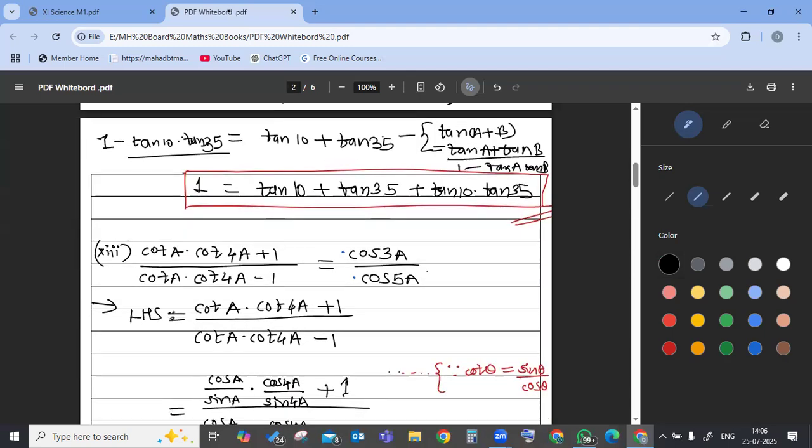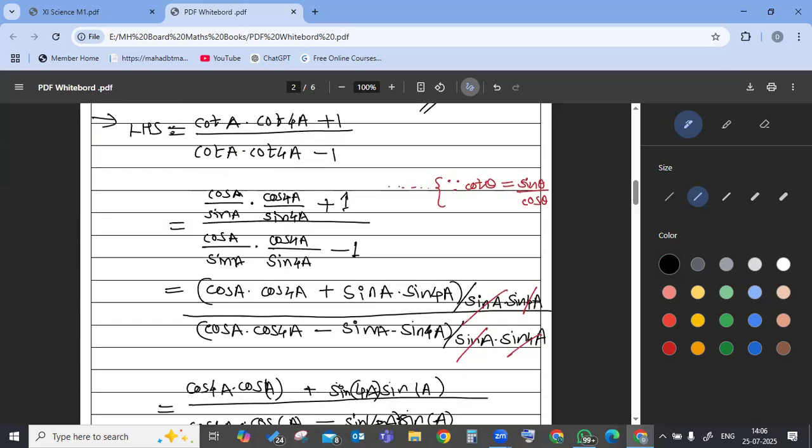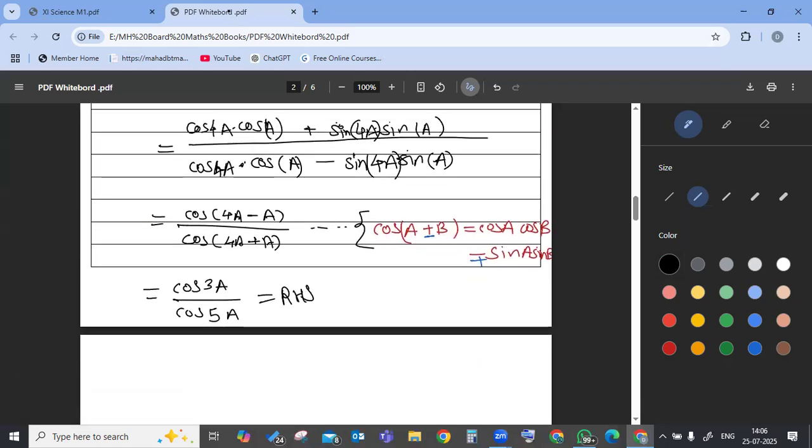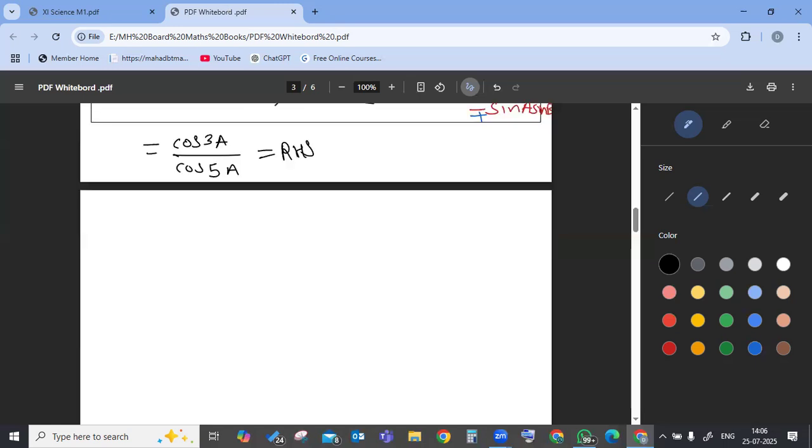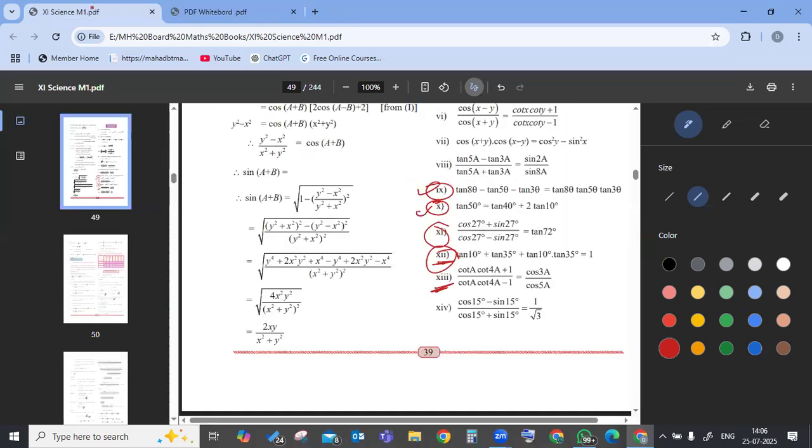See, cos 3a upon cos 5a. Have you understood this? Is there any doubt in it? No. Okay. So shall we move ahead with the next question, which is this one?